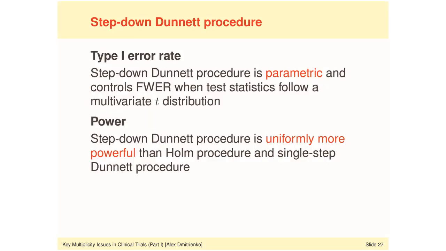Now to summarize, the step-down Dunnett procedure controls the family-wise error rate under the same parametric assumption as the single-step Dunnett. Specifically, the test statistics follow a multivariate distribution. And as I said a minute ago, since the step-down Dunnett procedure relies on an efficient step-down testing approach, it is uniformly more powerful than the single-step Dunnett procedure. In addition to that, we can show that the step-down Dunnett is uniformly more powerful than the Holm procedure as well.